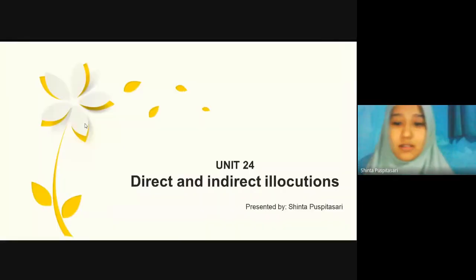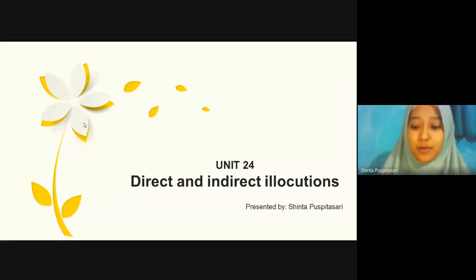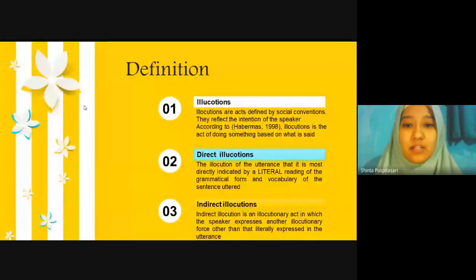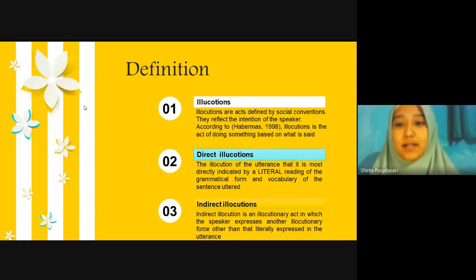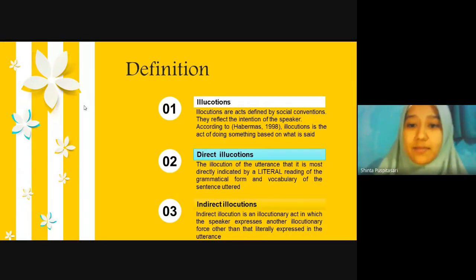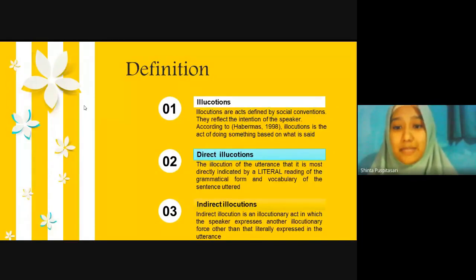Okay, today I would like to present Unit 24 with the topic direct and indirect elocution. This is the definition of elocution, direct elocution, and indirect elocution. The first is elocution. Elocution are acts defined by social convention. They reflect the intention of the speaker.